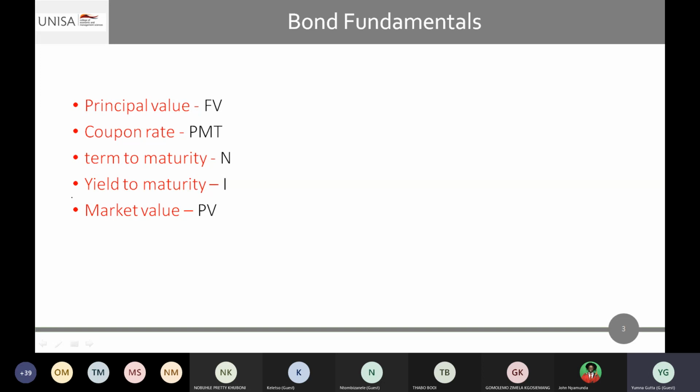And then you get the market value. What is someone willing to buy a bond like this for on the market today? How much can you sell this investment for? Which is your market value.